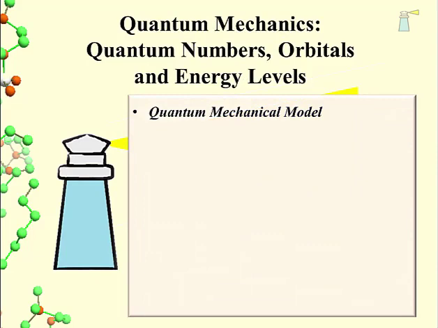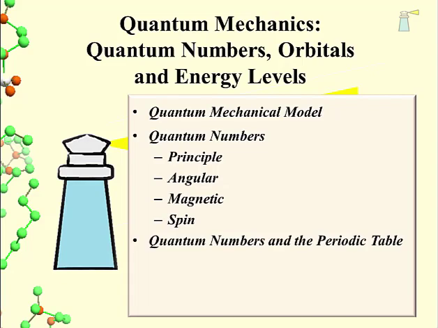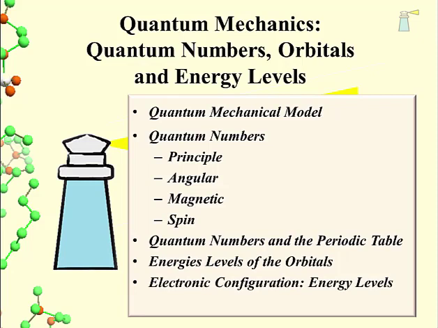The lecture will begin with a description of the quantum mechanical model for the atom. Central to the model are the quantum numbers, including the principal quantum number, along with the angular, magnetic, and the spin quantum numbers. We will then look at how quantum numbers can be visualized on the periodic table of elements. From there, we will consider the different energy levels of the orbitals and see how the quantum numbers, the periodic table, and the energy levels combine to give us a platform for determining the electronic structure, or the electronic configuration, of atoms.